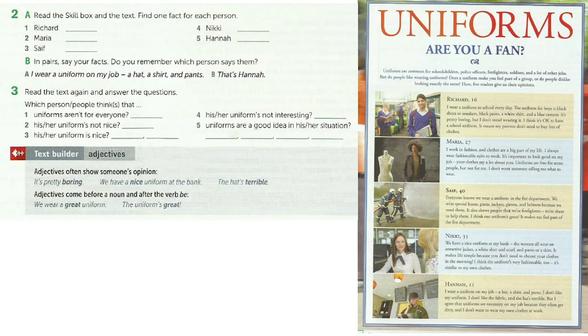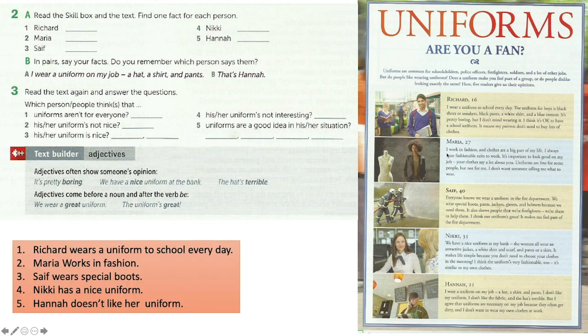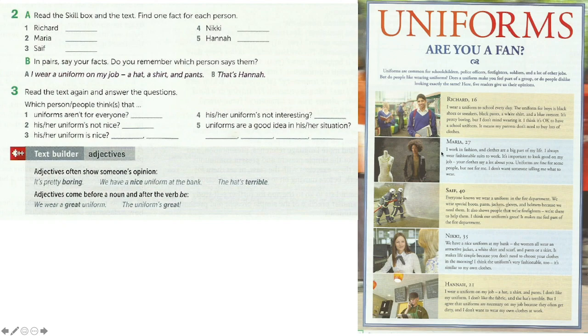So here in the text, we are going to read about uniforms. In general, we have some information about people describing the kind of uniforms they wear, if they like their uniforms or not. So what we need to do is to read first, and then, according to the information we find there, read the skill box of the text and find one fact about each person. What is a fact? As I told you before, a piece of real information. Once you finish reading, you have to find a fact about Richard, for example.